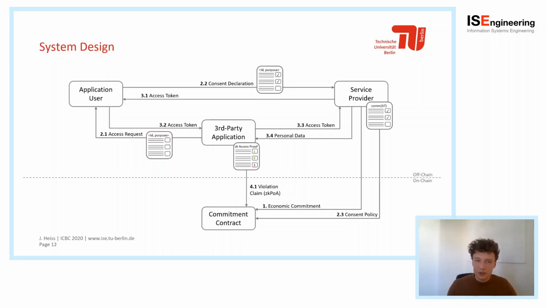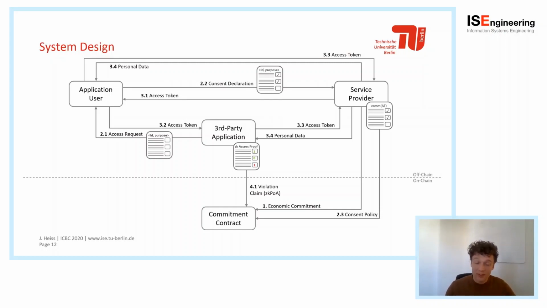Since the application user is also in possession of the access token, it can also query the personal data from the service provider. And if it receives the personal data, it can also determine whether a consent violation exists or not and construct a proof of access, which it can also submit as a violation claim to the commitment contract. Now, receiving such a violation claim, the commitment contract validates the proof of access against the corresponding registered consent policy.